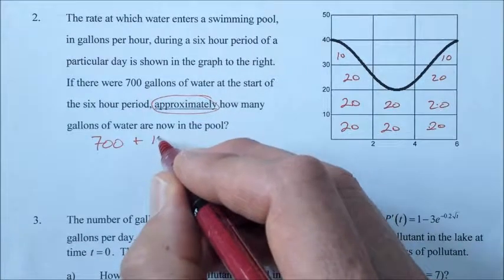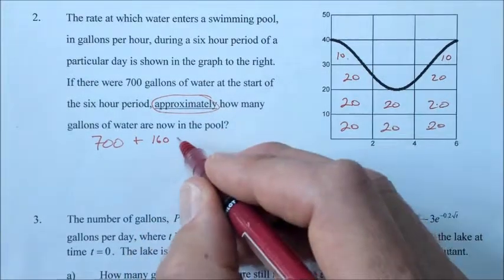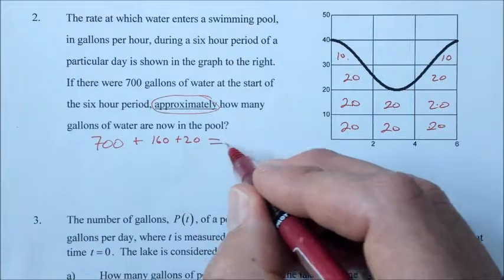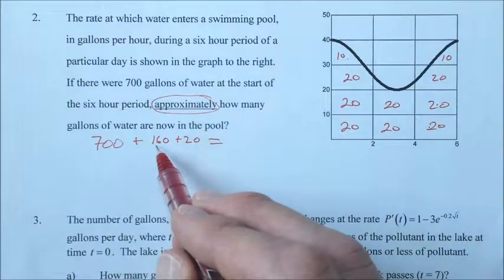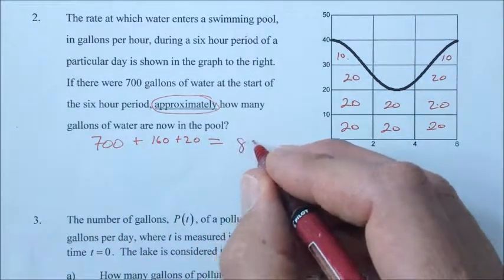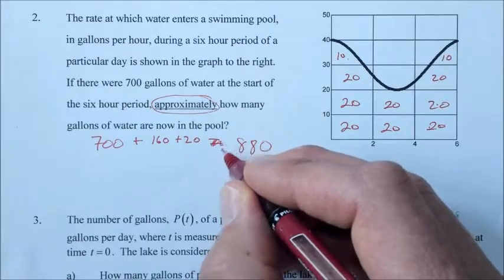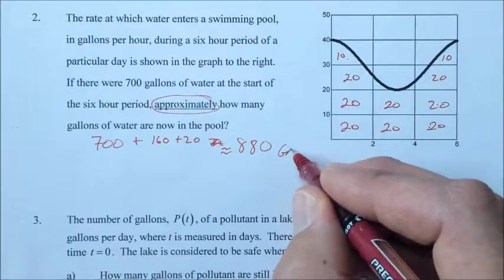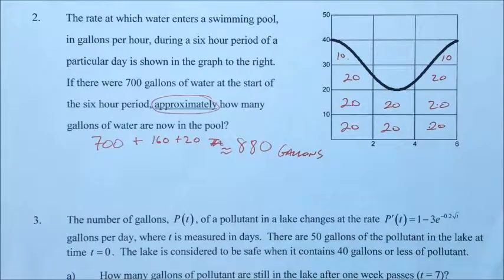So 8 20s is 160. And then 2 10s plus 20. So we're looking at 700, 860, about 880. That shouldn't be an equal sign. That should be about, approximately 880 gallons of water are now in the pool.